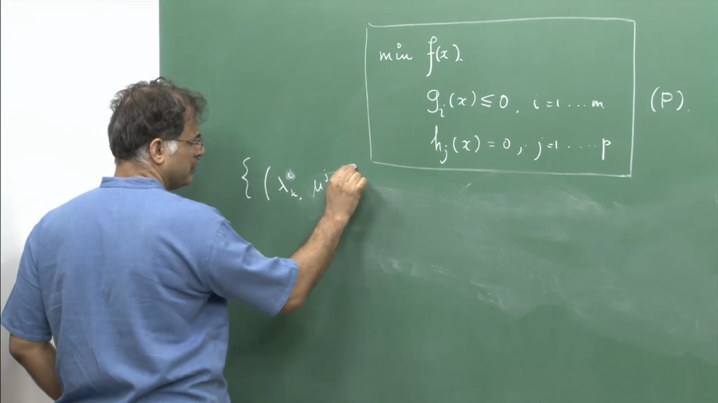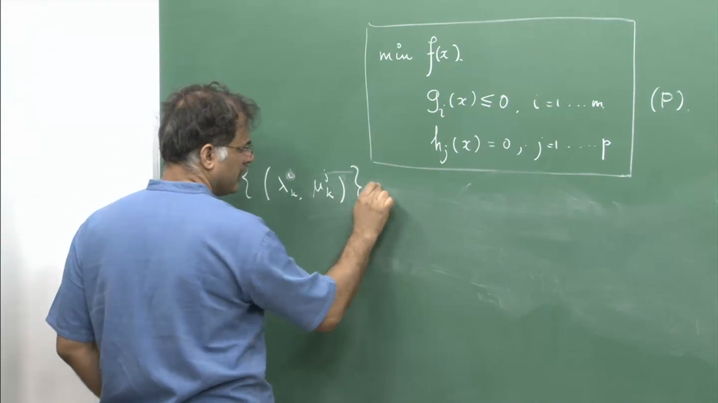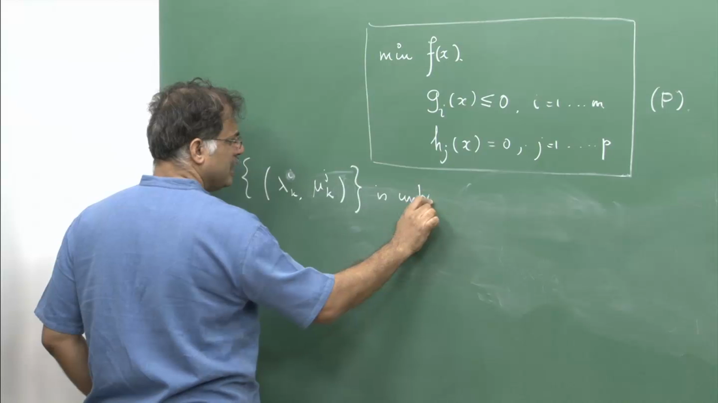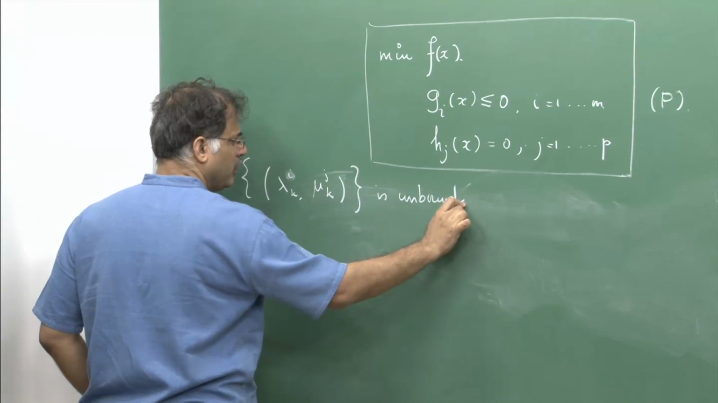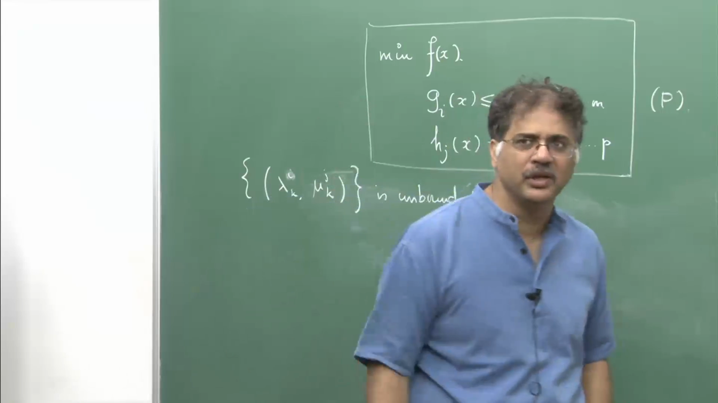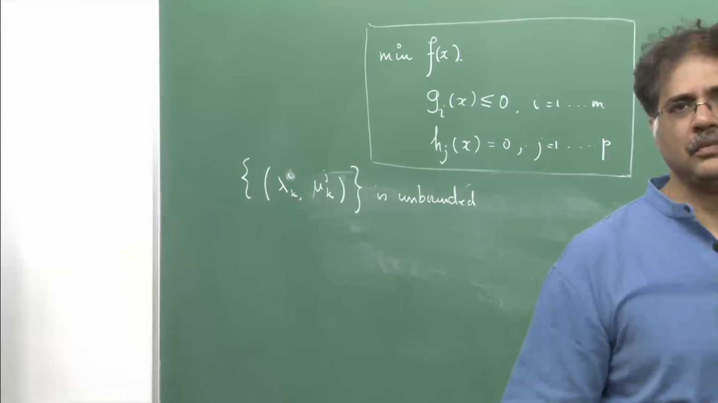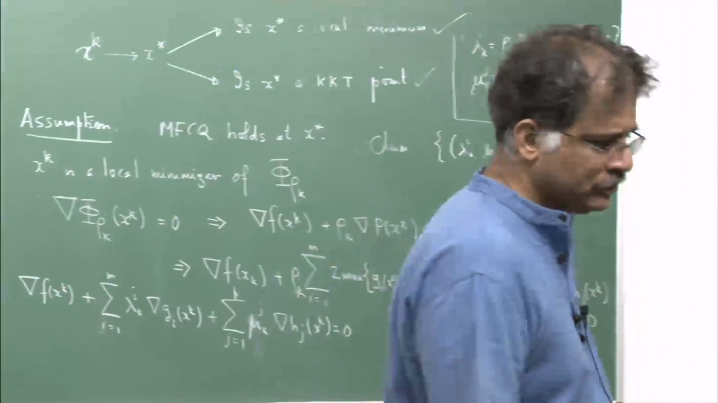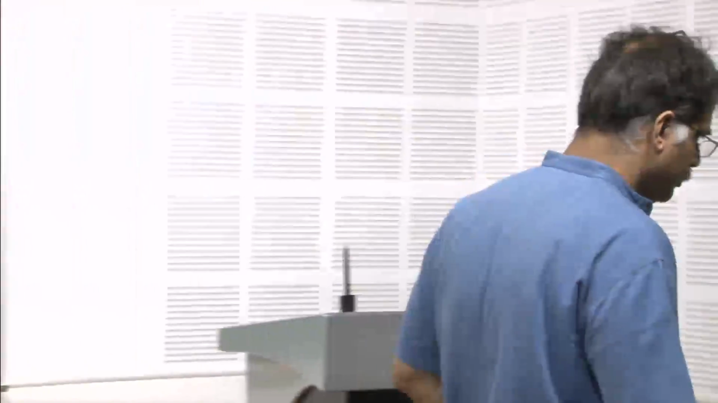This sequence is unbounded. So, it means there is a subsequence among these in this sequence whose norm would go to infinity. So, how do we come to such a conclusion?